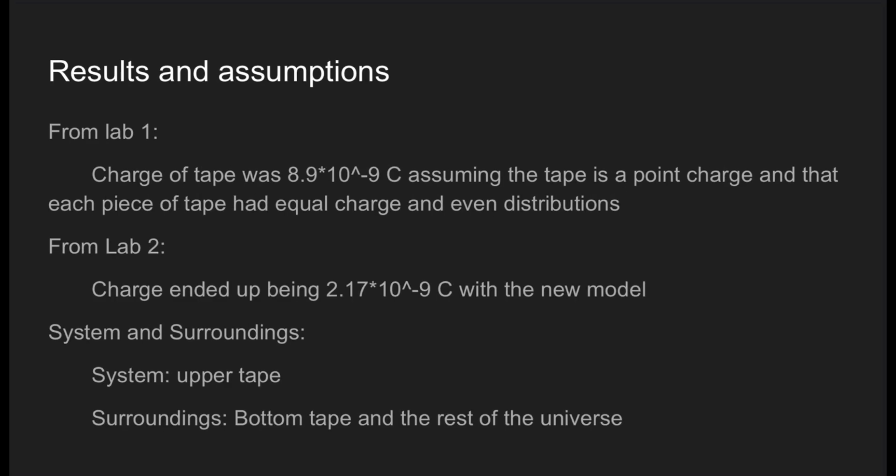The results and assumptions from Lab 1 were that the charge on the tape was 8.9 times 10 to the negative 9 coulombs, assuming the tape is a point charge and that each piece of tape had an equal charge and even distribution. From Lab 2, the charge ended up being 2.17 times 10 to the negative 9 coulombs with the new model. The system was the upper tape and the surroundings was the bottom tape and the rest of the universe.